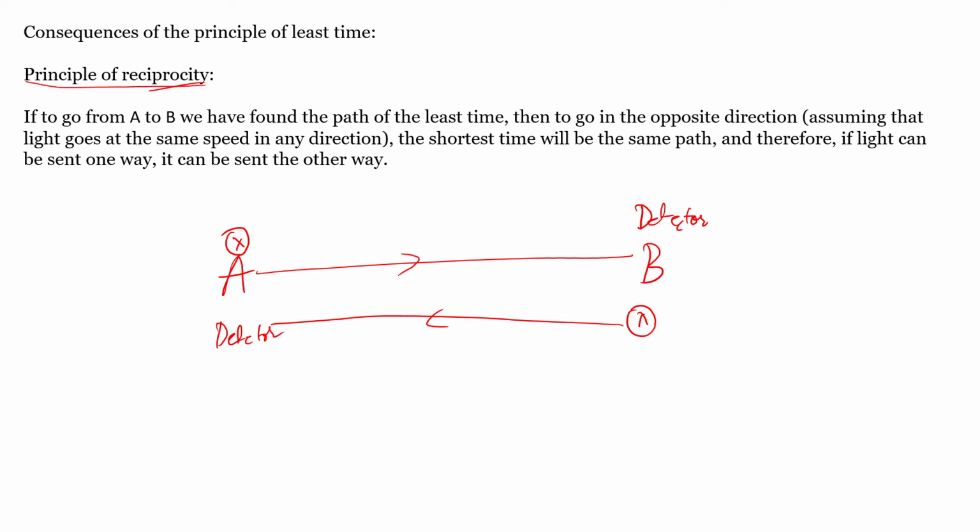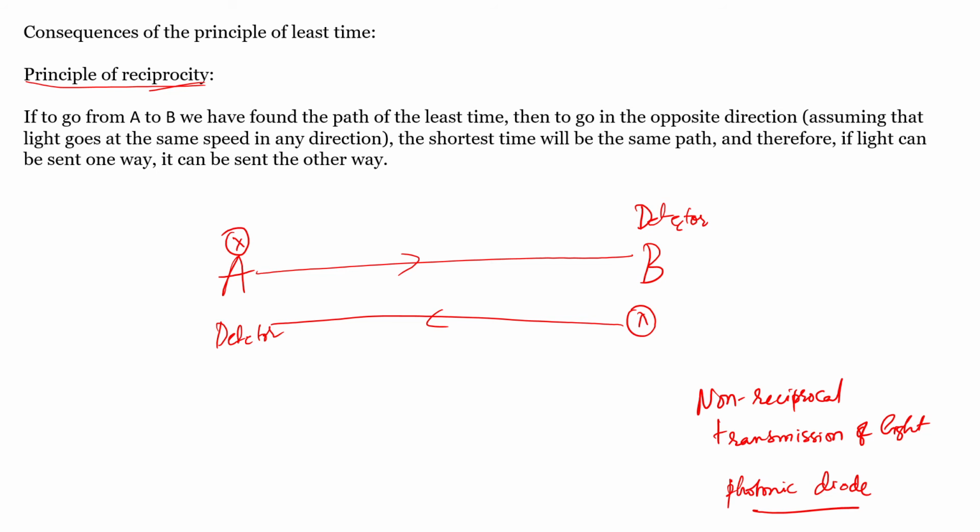We showed, for the first time, non-reciprocal transmission of light. We call that a photonic diode. But it's a little more complicated to discuss that at this point. That has to do a lot with nonlinear optics, which we might get into later in the course. But basically, the principle of reciprocity is a consequence of the principle of least time. So let's quickly end with converging and diverging lenses, and then we will discuss the rest of chapter 2 in the next lecture.